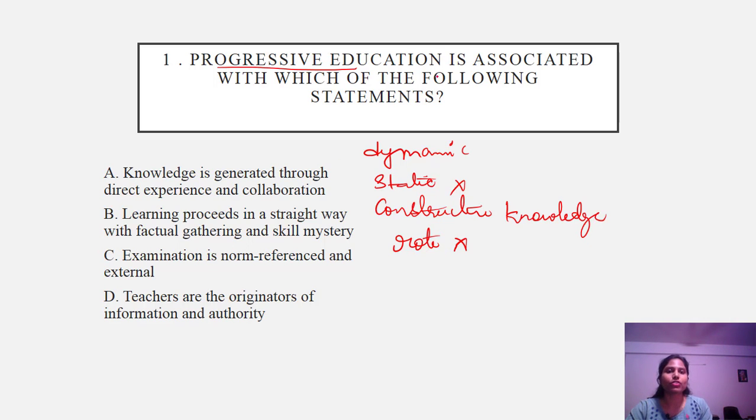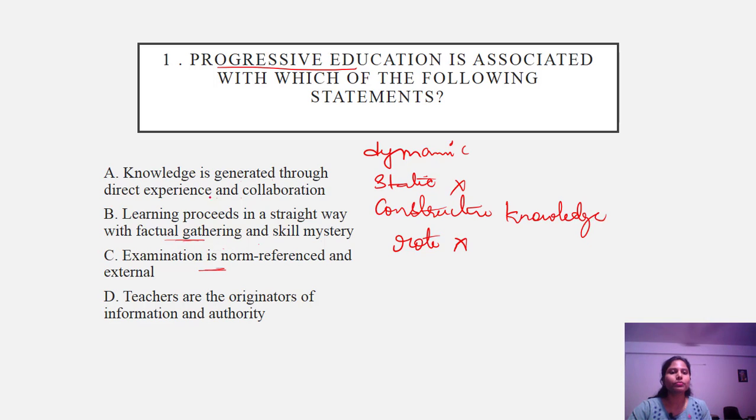Now let us get into our question. Progressive education is associated with which of the following statements? So let us find the correct option. Knowledge is generated through direct experience and collaboration. Next option is learning proceeds in a straight way with factual gathering and skill mastery. See, it is not only based on factual gathering and skill mastery, it is based on many other things. It is based on experimenting. Examination is norm-referenced and external. No, it is not related to education, or at least not completely; it may be related to examination, but not completely. And the D option is teachers are the originators of information and authority. No, anyone could be the originator of information, not only the teachers.